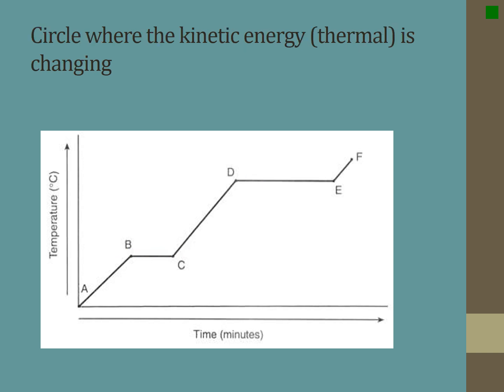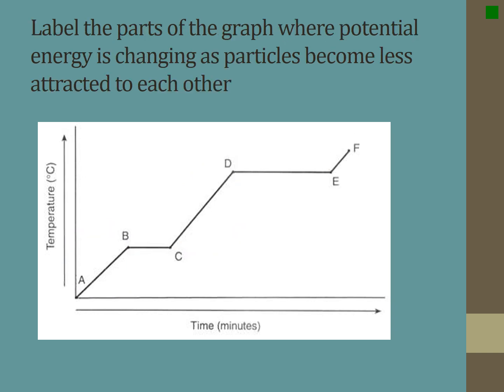Where's the kinetic energy or thermal energy changing? Kinetic energy is motion. So that means that we're changing its motion, which means we're changing its temperature because that's speed. So those would be found where anytime you are changing your kinetic energy, you're changing your speed, you're changing your temperature. So that would be A to B, C and D, E and F. And then label the parts of the graph where potential energy is changing. That would be B to C, D, and E.